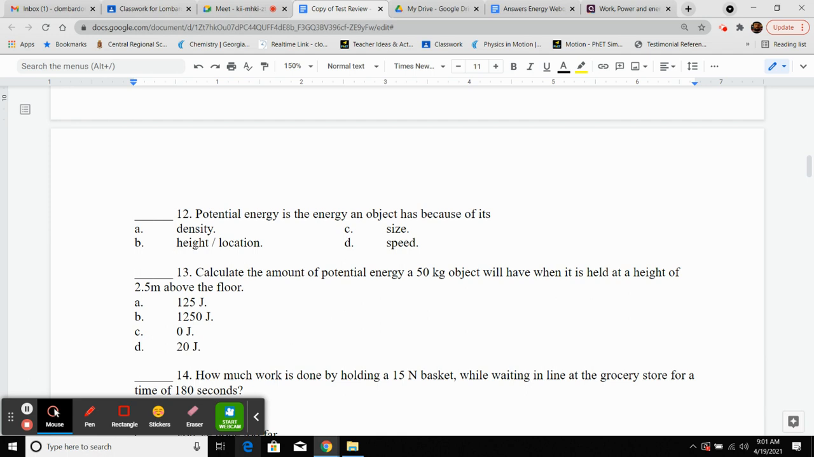Potential energy has to deal with height and location. Remember the idea, if I dropped a lacrosse ball on your head from 3 inches up versus 3 feet up, which one's going to hurt more? The one that was 3 feet up. Why? Because when we gave it more potential energy, it has more energy to convert into kinetic by the time it hits your head, and therefore it's going to hurt you a little bit more.